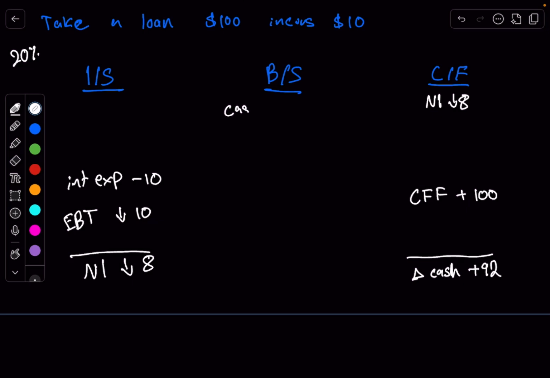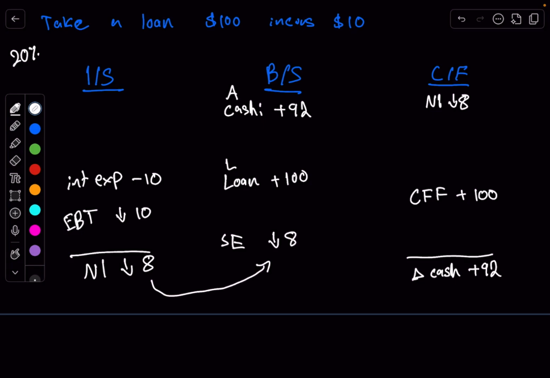Now let's move on to our balance sheet. So we know that our cash is up by 92. We know that our liabilities or our loan, right, A, L, and SE here. We know that our loan is 100, right? Because we didn't actually pay off any of the principal of the loan. All we did was take this loan out and pay the interest on it. So our liabilities are up by 100, and we know that our shareholders' equity flows through from here. So that is down by 8.